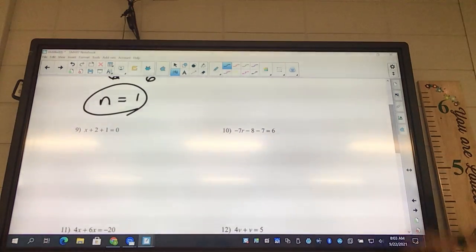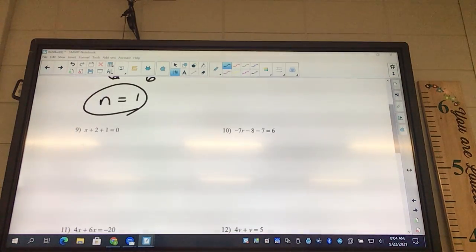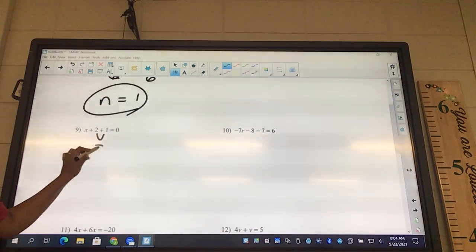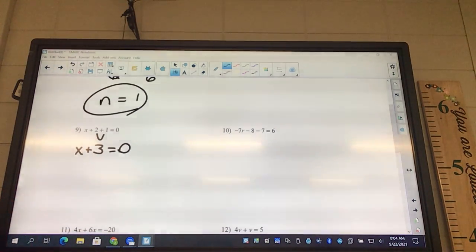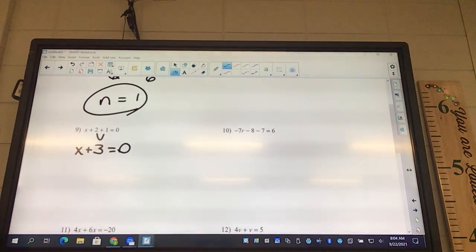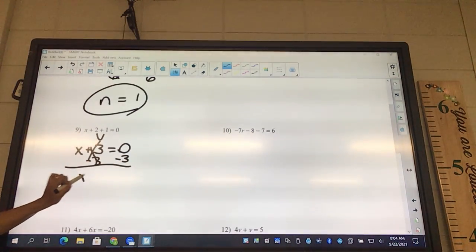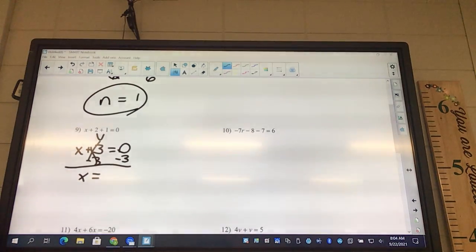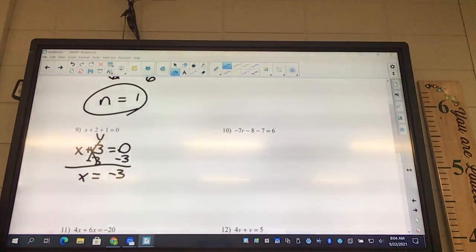Okay, look at 9. What can we combine? X. 2 and a 1. The 2 and the 1. Okay, so 2 and a 1 is gonna give me what? 3. And then I still have the x equals 0. Okay, who's the kid? 3. How do I move that 3? Plus. No, minus 3. Minus 3. You get it. X equals 0 minus 3 is what? Negative 3.